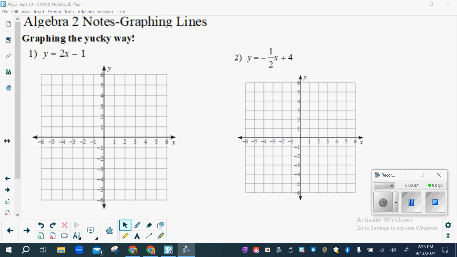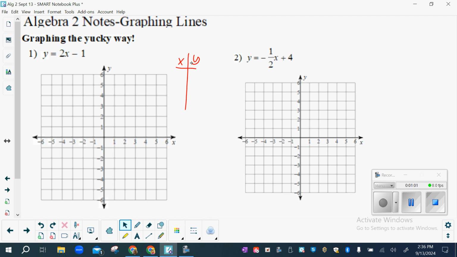What's the graph the y-intercept? But say I didn't know how to graph it, what might be something that I could do to be able to graph any equation? So you want to start with this. If you don't know how to graph something, what's that called? A table. So we're going to do a table. Again, I told you this is the yucky way.